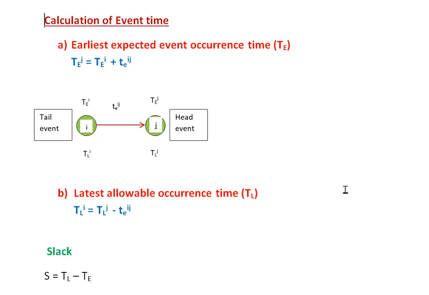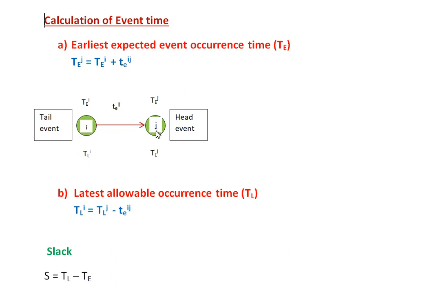Hello viewers, today I am going to show how to calculate the event time of any particular network. There are two event times. One is the earliest expected event occurrence time, which is represented as TE, and which is the time at which the event can be expected to occur. Let me show you this activity first.